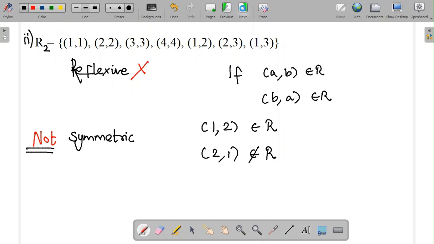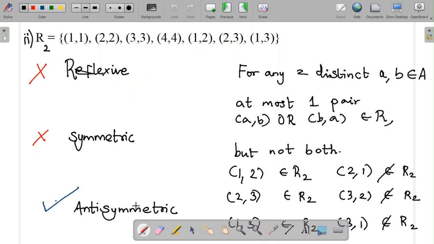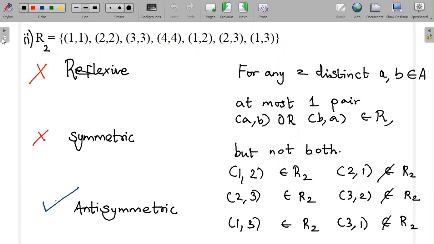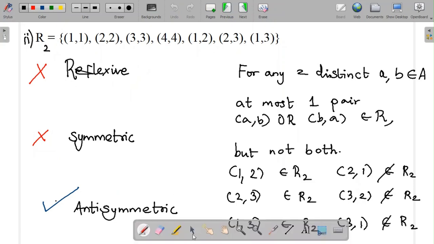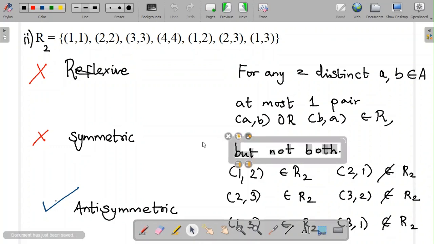Let's explore the other cases. However, we find that it is antisymmetric. Let's recall the definition for the antisymmetric nature. For any two distinct A and B, at most one pair AB or BA must belong to R. But both cannot belong to R. If both belong to R, then it is not antisymmetric. It doesn't meet the condition there.